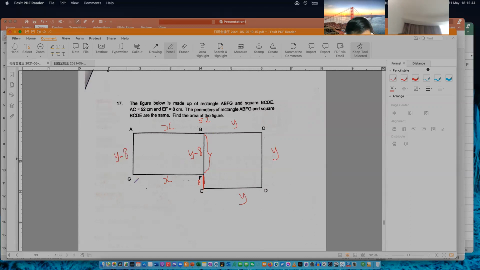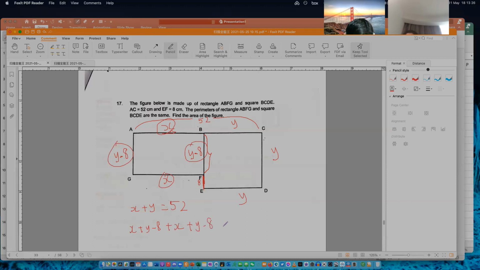With all this, I think you can figure out a lot of things. Because you can find that X plus Y is equal to 52, because they say AC is 52. So X plus Y is 52. I can establish this. Then it says the perimeter of the rectangle ABFG. So I'm going to add this up to get the perimeter. So it's X plus Y minus 8, X plus this further. Let me plus it again, plus this.